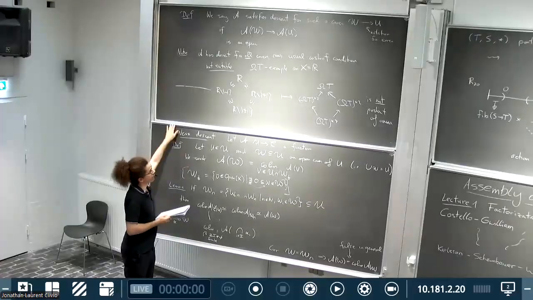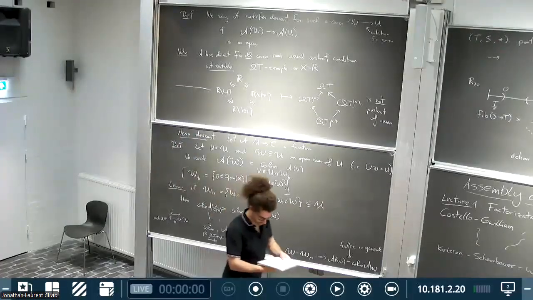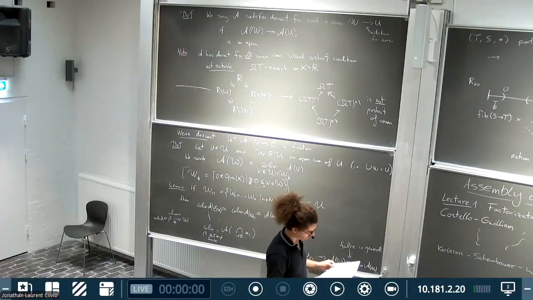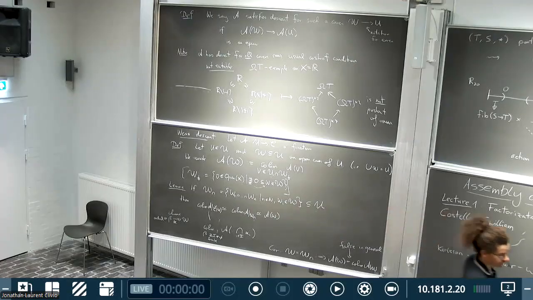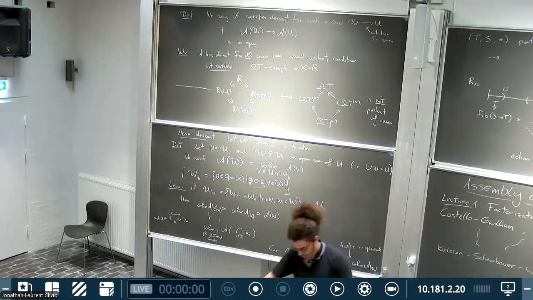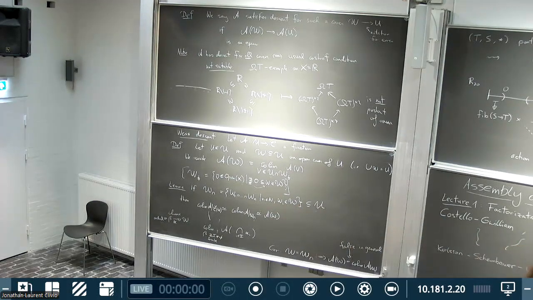So what is the right condition? It's a slightly weaker descent condition where we allow far fewer covers. So let's write it. I can probably erase this part.